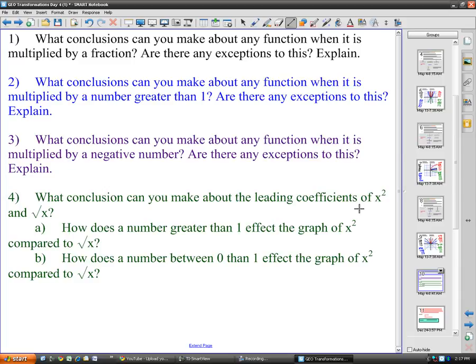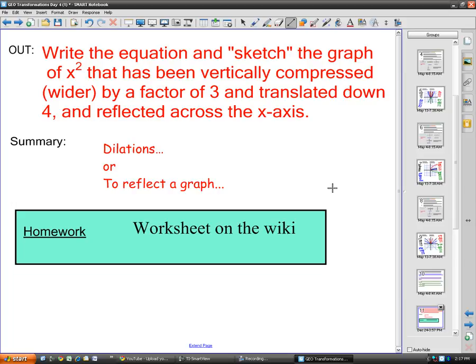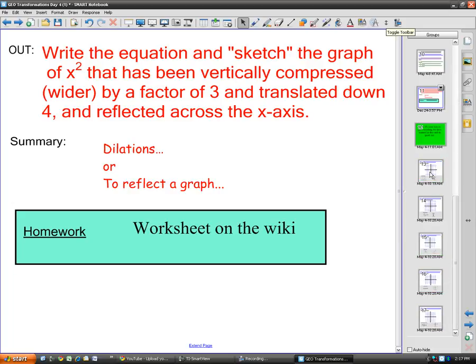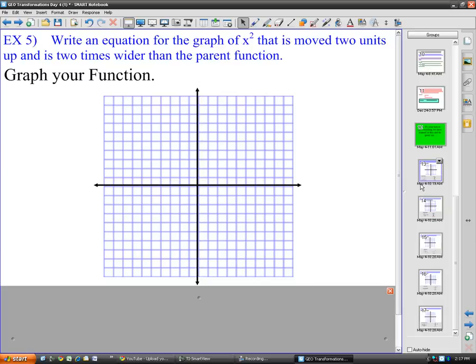And so then finally, we want to write the equation and sketch the graph of x squared that has been vertically compressed, meaning wider, by a factor of 3 and translated down 4 units and reflected across the x-axis. So this is the type of question that you get, and these are typical of what we're seeing. I've actually got some other equations that I think we should probably do first. So let's move these up and see what happens here.